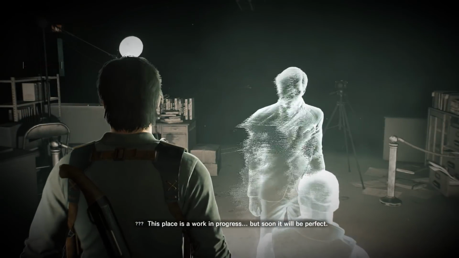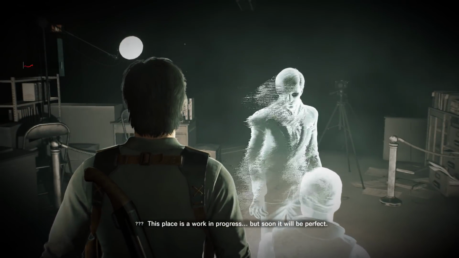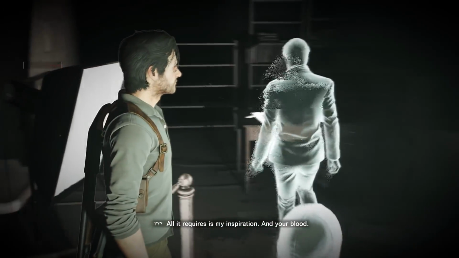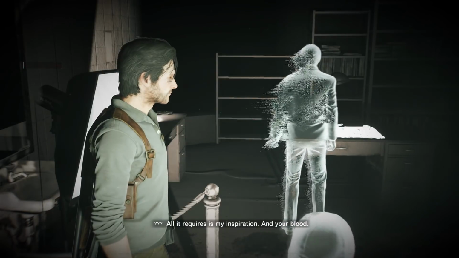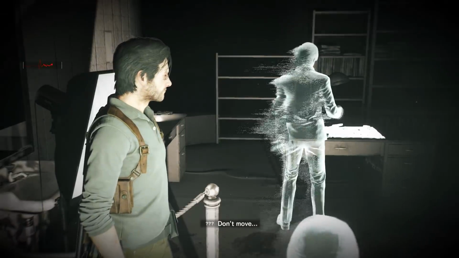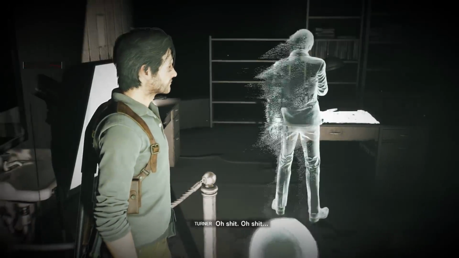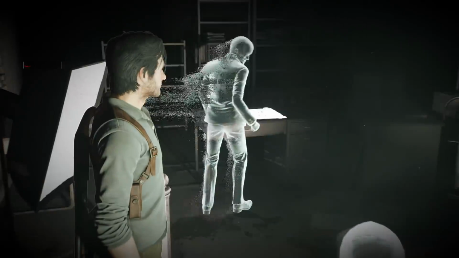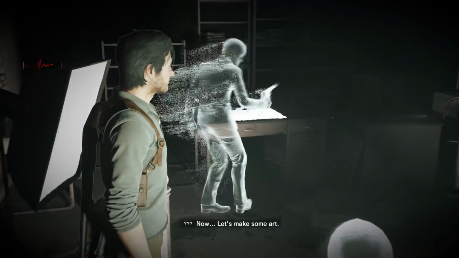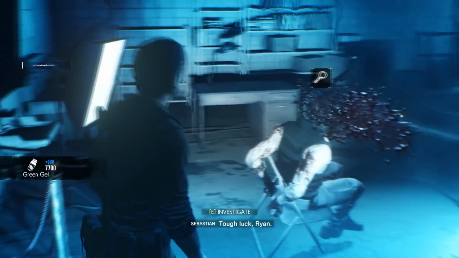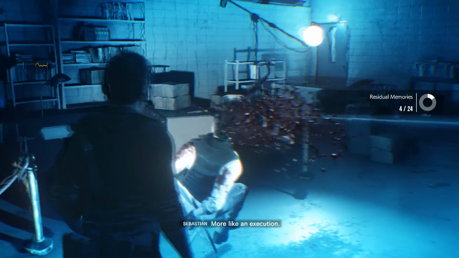A work in progress, but soon it will be perfect. All it requires is my inspiration and your blood. What the fuck is wrong with you, dude? Don't move. Oh shit! Oh shit! Help! Somebody help me! I said don't move. Now, let's make some art. Tough luck, Ryan.